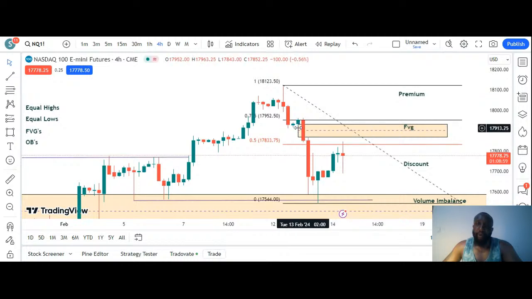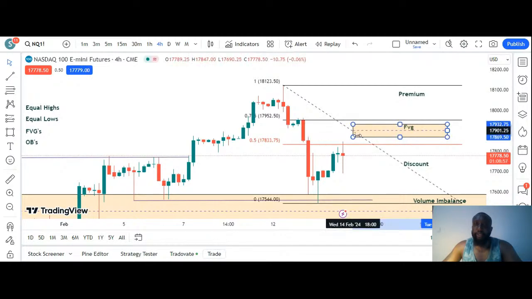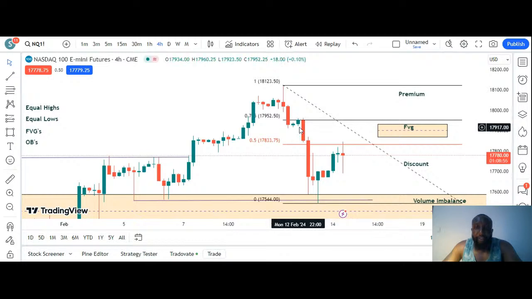Yes, I do have my order block. Remember, let me just move this so you guys can see this clearly. I've got my fair value gap there and I've got my order block. An order block is not necessarily one candle, guys. An order block can be a series of three, four, or many candles.